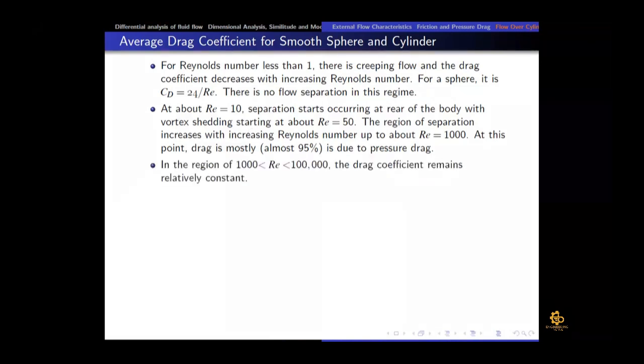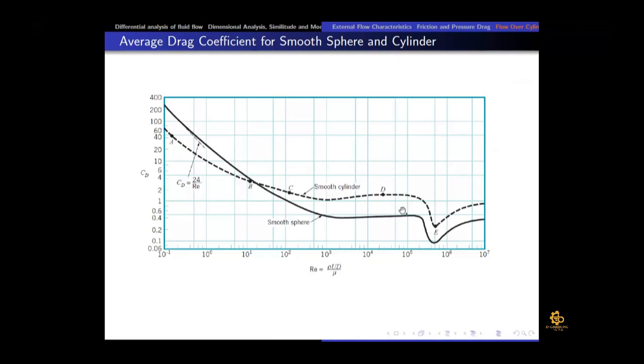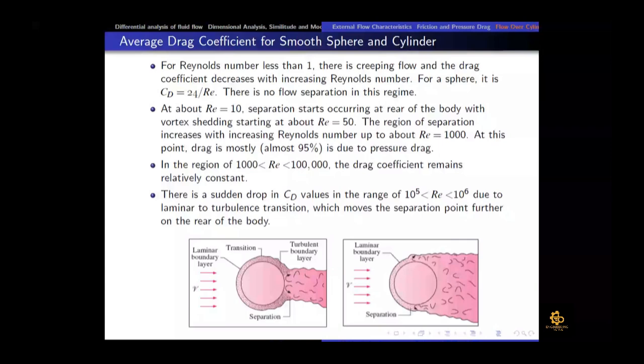In the region of 10,000 to 1 lakh, the drag coefficient remains relatively constant, as I have shown you. Here the drag force is a function of Reynolds number squared rather than a linear function of Reynolds number, which was the case for Reynolds number less than 10. And then for this wake region, for the turbulent case, you can see that the wake region is less. For the laminar boundary layer, you can see the wake region is more.